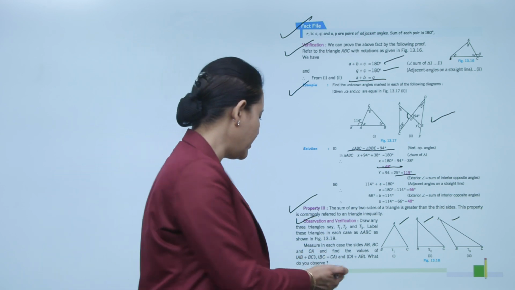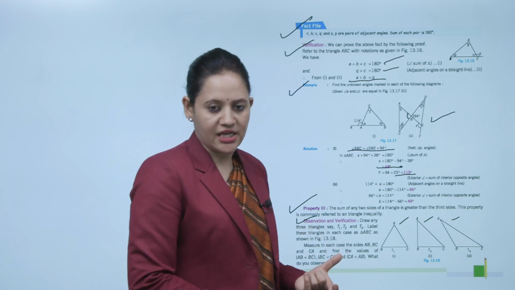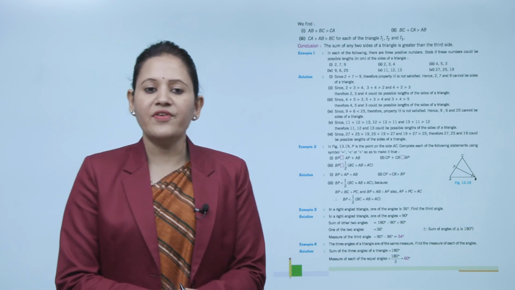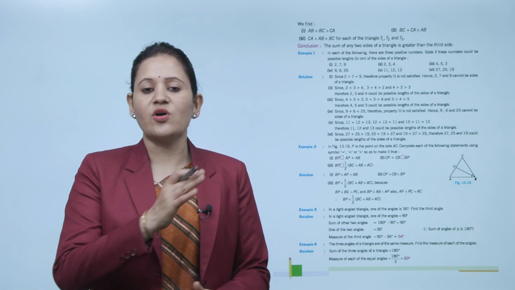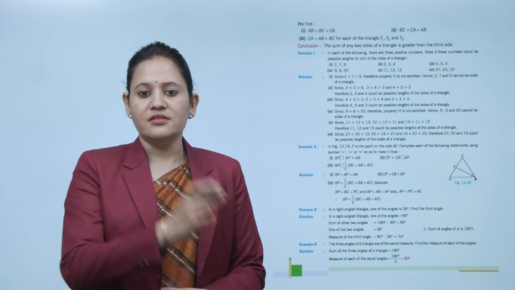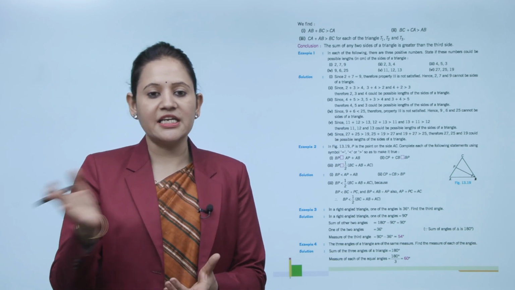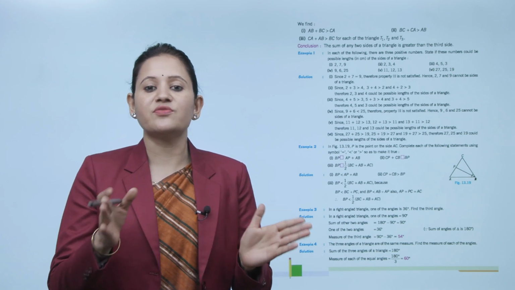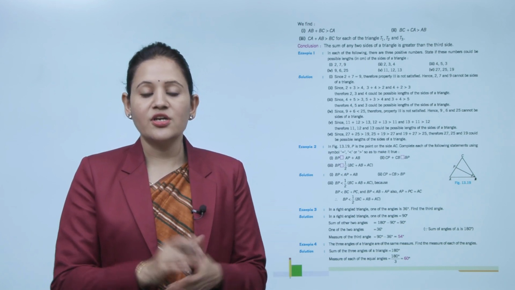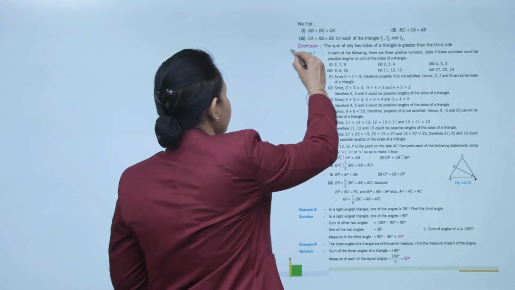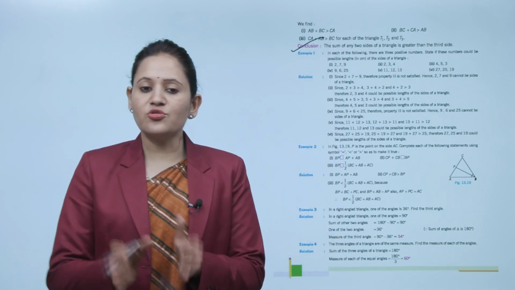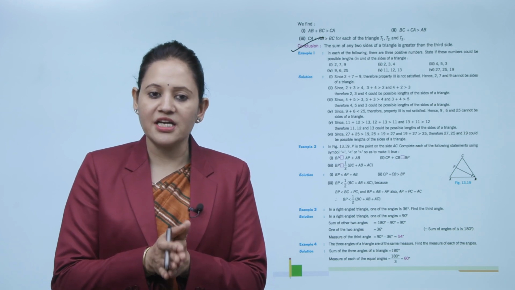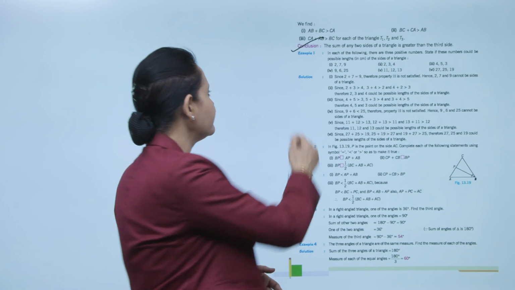So we'll find the sum of any two sides. We will find that AB plus BC is always greater than CA, BC plus CA is greater than AB, and CA plus AB is greater than BC for each of the triangles T1, T2 and T3. So what is the conclusion? The conclusion is that the sum of any two sides of a triangle is greater than the third side. Now we will take an example.